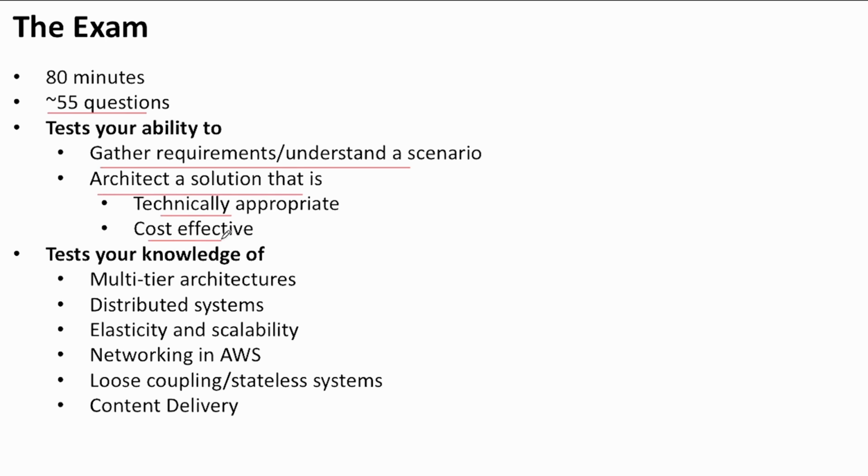The exam does a really good job of testing your knowledge of a number of different areas, including things like multi-tier architectures, distributed systems, elasticity and scalability, things like we've talked about with the elastic load balancer and auto-scaling. It tests your knowledge of networking within AWS. That would be VPCs, subnets, security groups, NACLs, route tables. It tests your knowledge of loose coupling and stateless systems, and also content delivery.